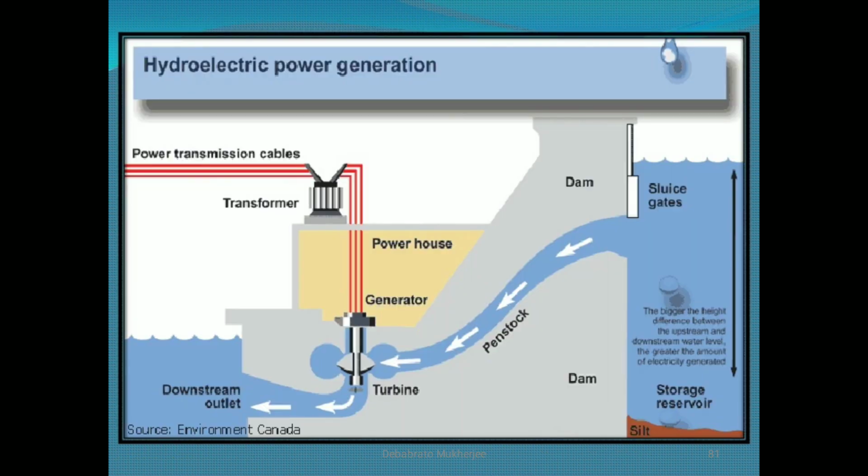This is again from the same source, Environment Canada. I have taken this figure from the gas reservoir dam. Water hits the turbine. The generator is above and the turbine is in the lower part. This rotates, the shaft rotates too, and three-phase power supply is generated. Through this it is given to the transformer and stepped up, and through the power transmission cable it is transmitted to the grid or to the load sector.